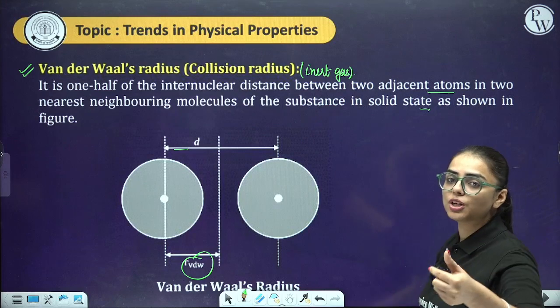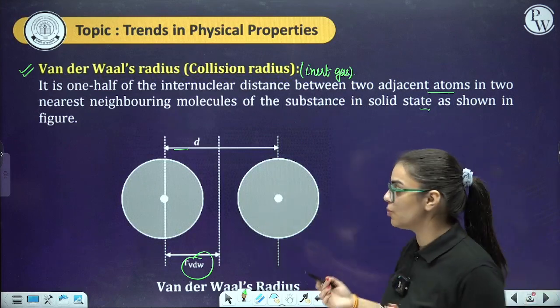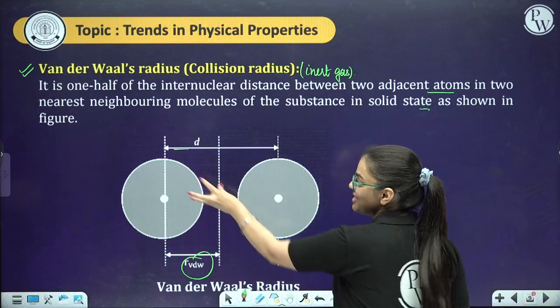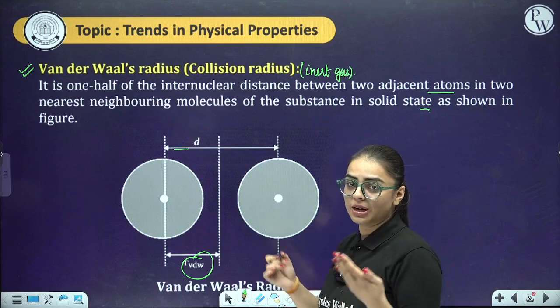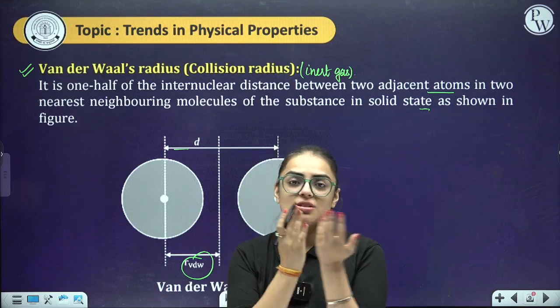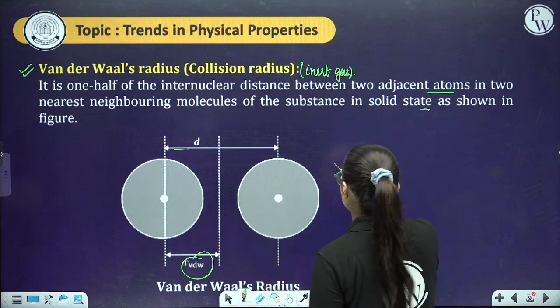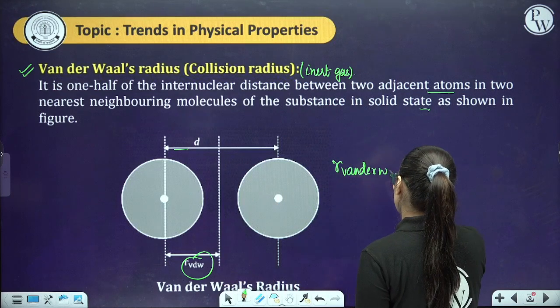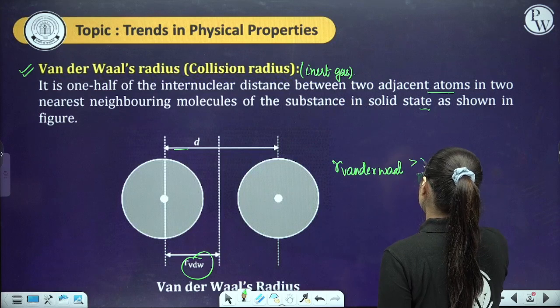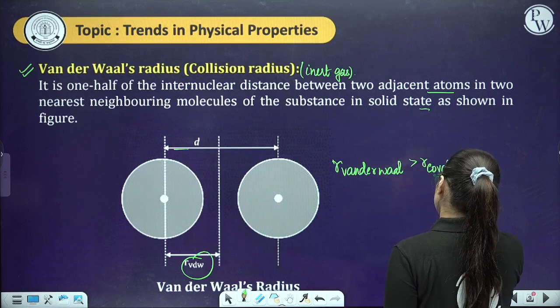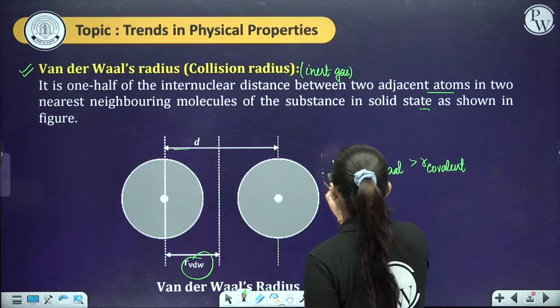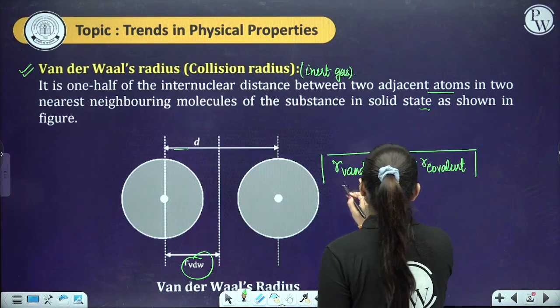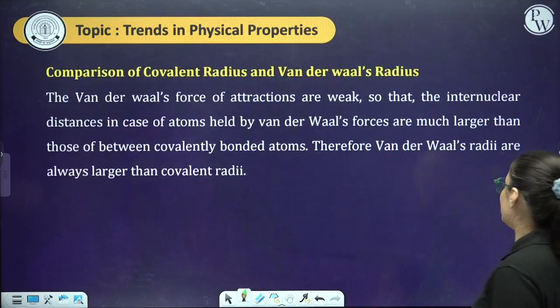If I compare van der Waals radii and covalent radii, which is more in size? You can clearly see the distance in van der Waals is more, but in covalent it is sharing, so the distance is quite less in comparison. So I can say that the van der Waals radius is more than the radius of covalent one. This is the first conclusion that we can draw from what we have studied till now. Let us move on to the next one.